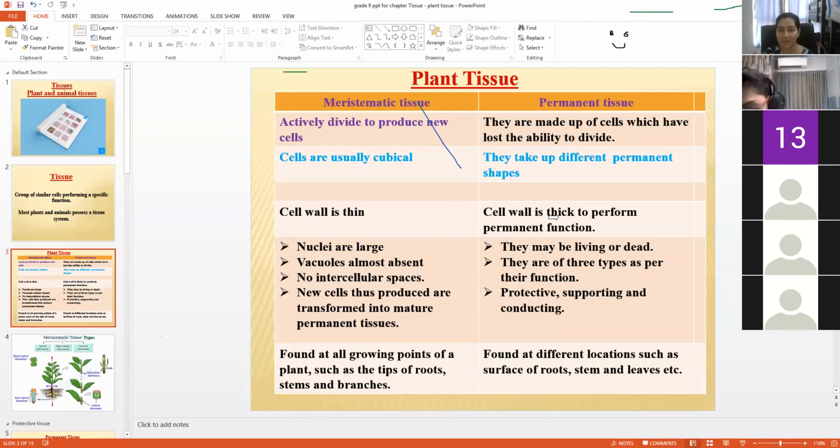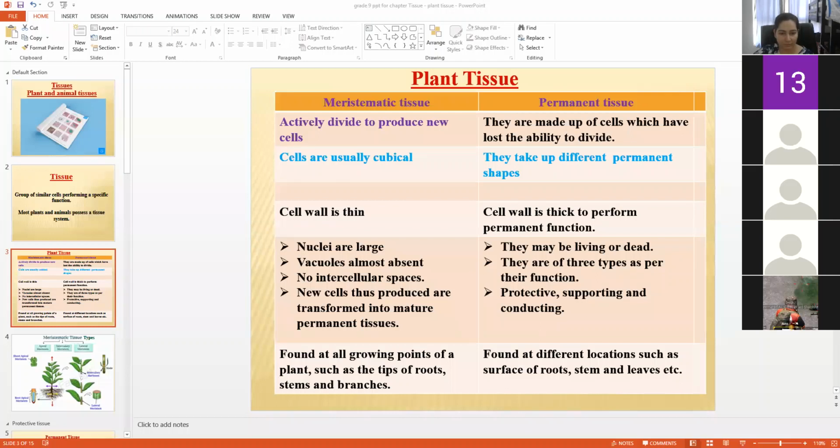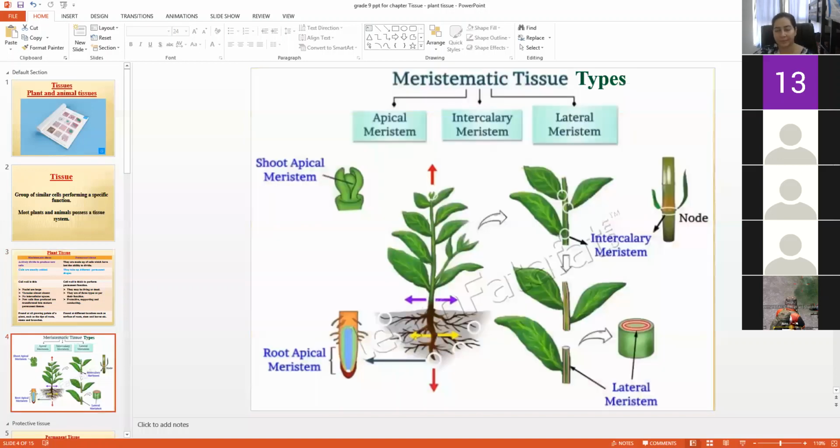So the first type is plant tissue. It's divided into meristematic and permanent. Now we go to the next slide. We are going to take one part at a time, students. First we'll talk about the meristematic tissue.